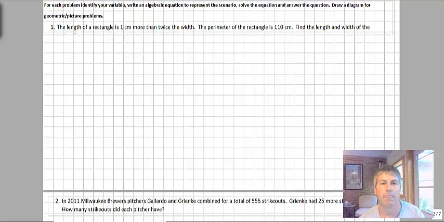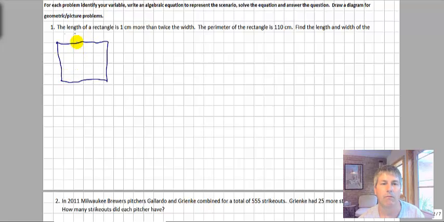So we're going to start by drawing our rectangle. We want to find the length and width. The length is 1 centimeter more than twice the width. So twice the width would be something like 2W, and 1 centimeter more is plus 1. So this side must be the width. Finishing off my rectangle, W and 2W plus 1. So my lengths are the same, my widths are the same.